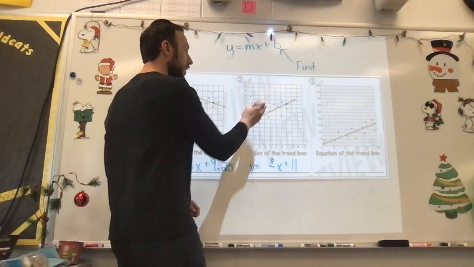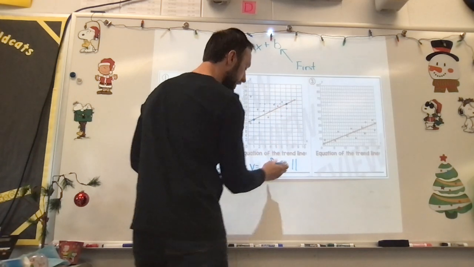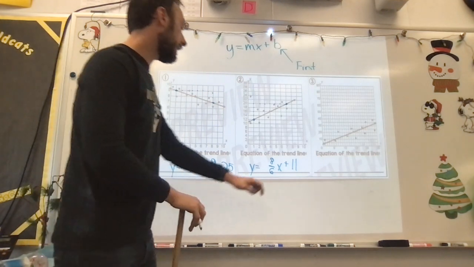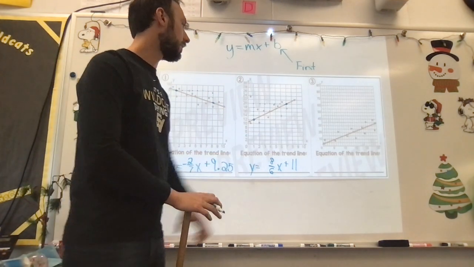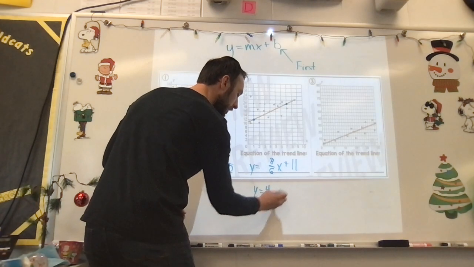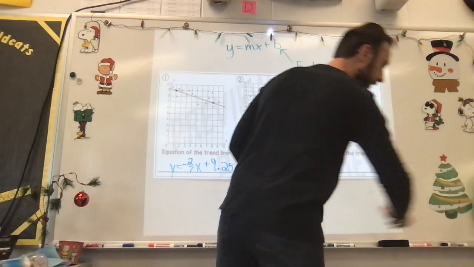And I'm going over 1, 2, 3, 4, 5, 6, which is actually 6. So it'd be y equals 8 over 6 x plus 11. And that is a positive because it's going uphill. And we can say y equals 4/3 x plus 11 if we simplify our fraction.